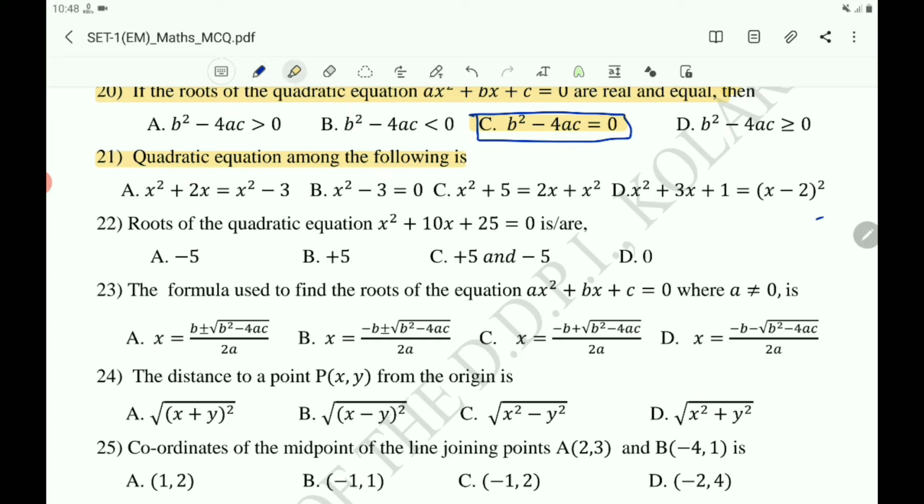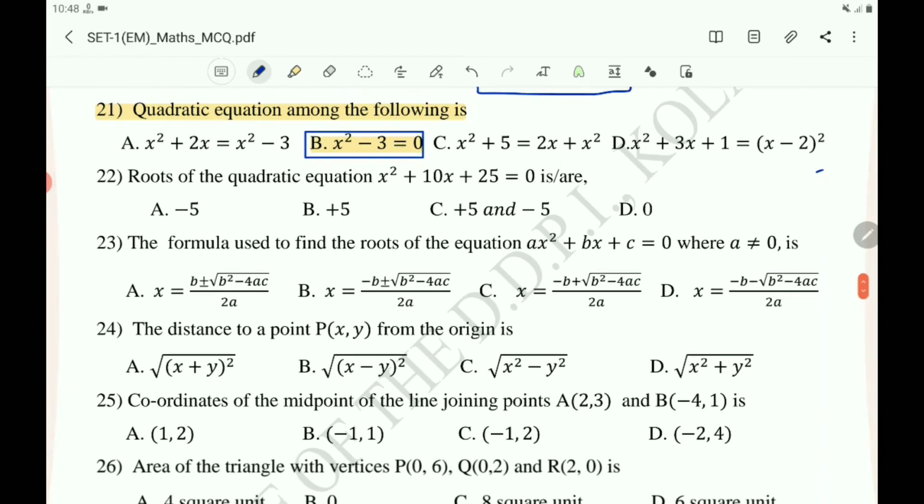Note down which is the quadratic equation. x square minus 3 equals 0, which is a pure quadratic equation. Here the first degree variable x is not there, the second degree variable is there, b equals 0. So it is a quadratic equation.